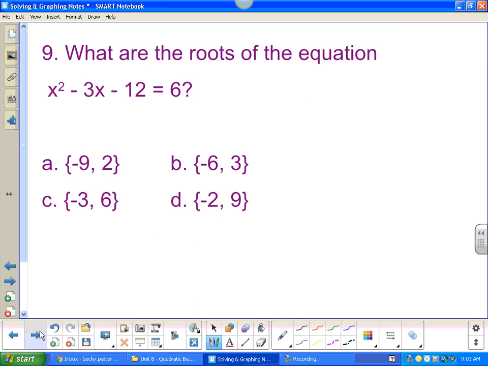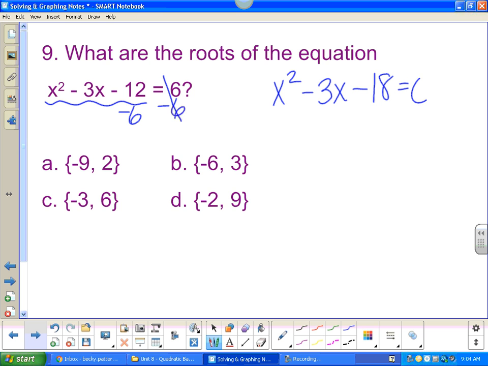Okay, what are the roots of the equation? Okay, so what's different about this one? It's not set equal to 0. You can't factor or solve a quadratic equation until it is equal to 0. So the first thing you need to do is move that 6. Do not try to factor this. The first thing you need to do is subtract 6 over to the other side. So that's going to give you x squared minus 3x minus 18 equals 0.